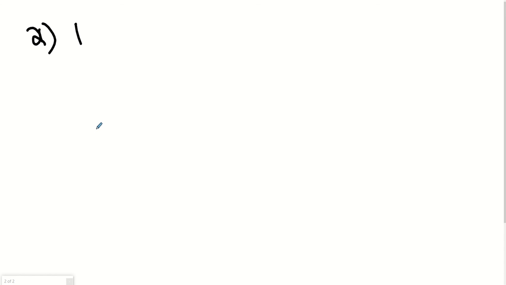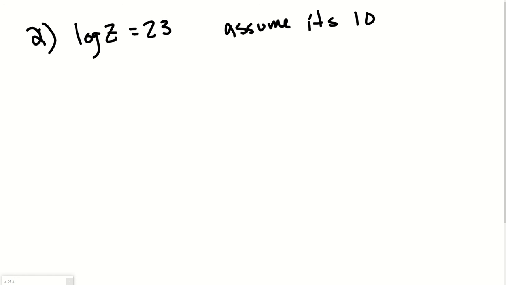Okay. So you have log, and it doesn't show you the base. Log n equals 23. So when you don't see a base, pay attention. When you don't see a base, assume it's 10, because whenever you don't see the base, it's always 10. So now I have log base 10 z equal to 23.